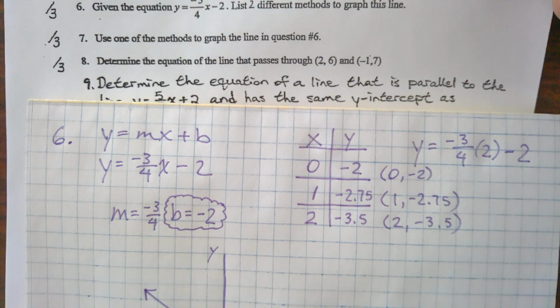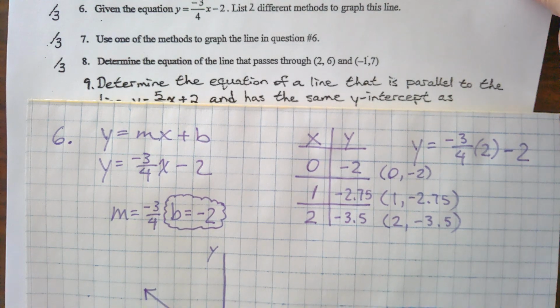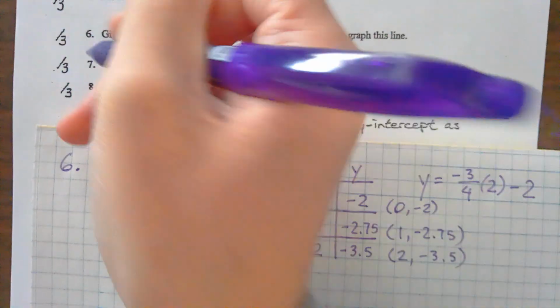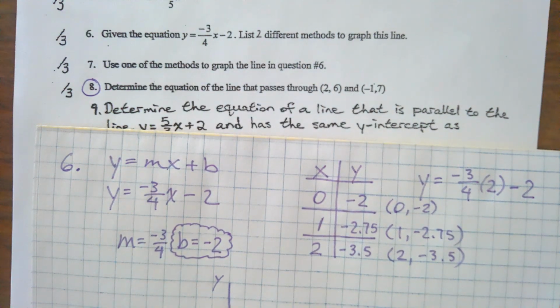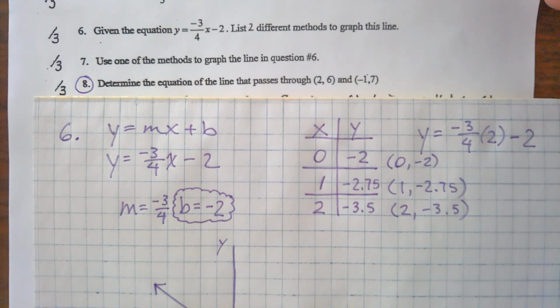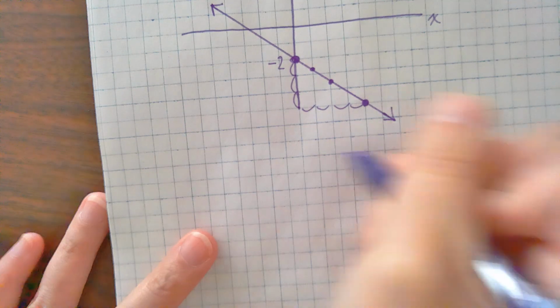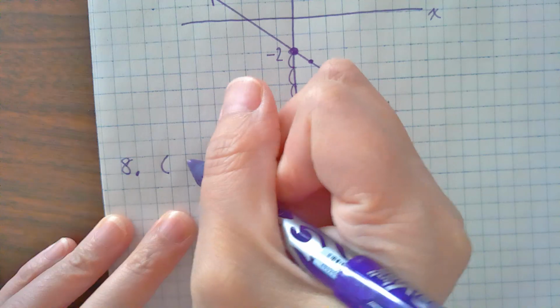Okay. Number 8 from that review sheet. Determine the equation of the line that passes through 2, 6 and negative 1, 7. Okay. I'm telling you, you will see this question on the test. Same question? Not the same numbers. All right. So 2, 6, negative 1, 7. Let me write that down. If I give the exact same, it's too easy, right?